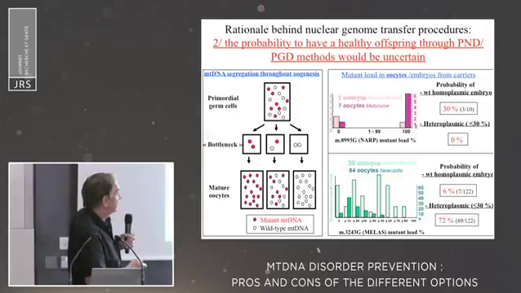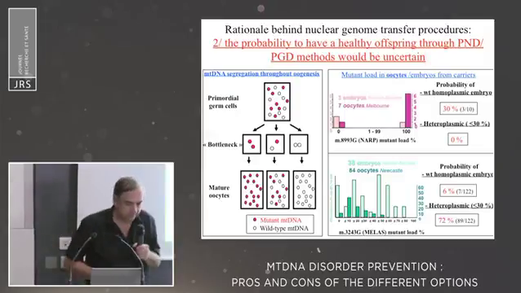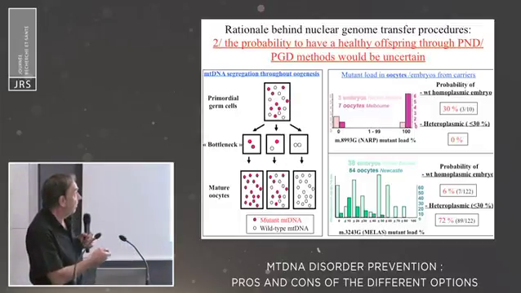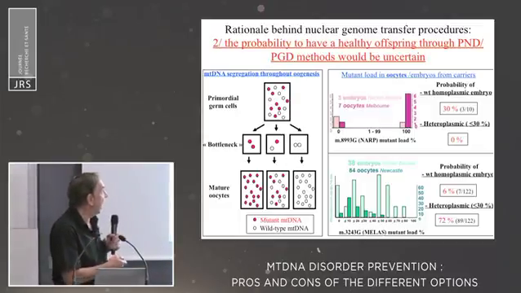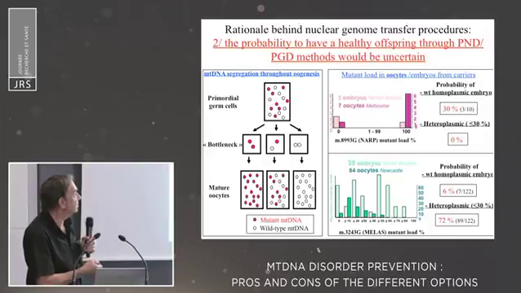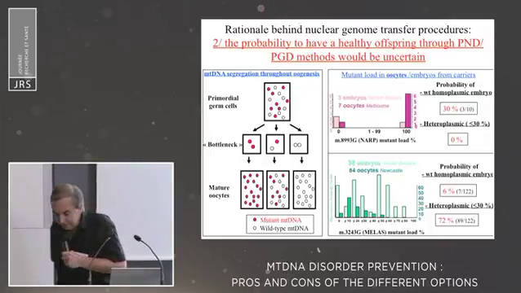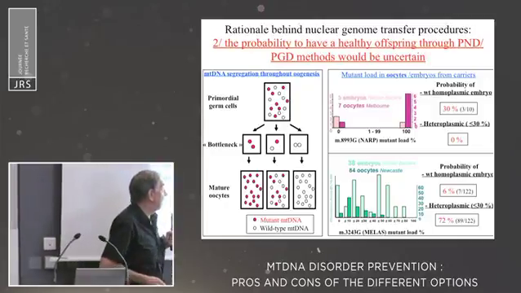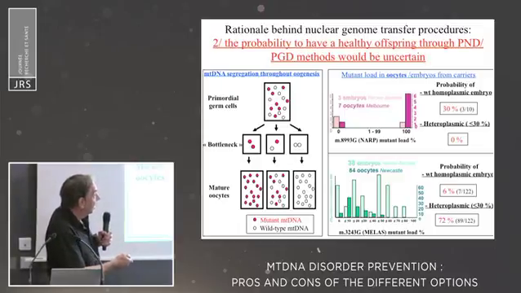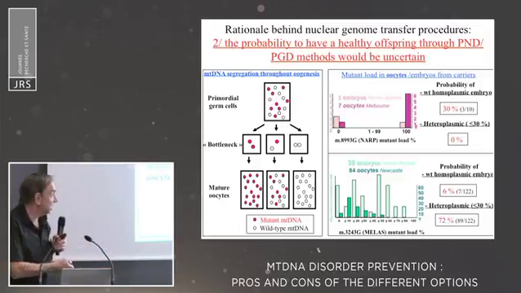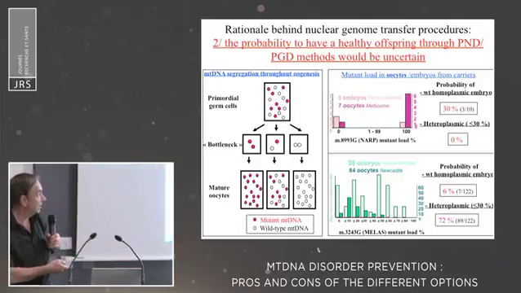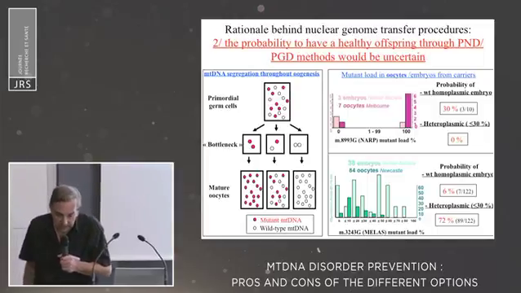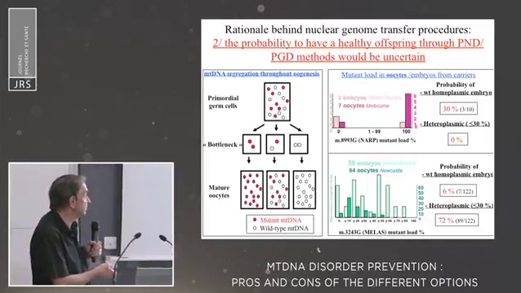So for the first one, NARP, you see that for a carrier, the probability to have a wild-type homoplasmic embryo is around 30%, but it's a very small number of embryos or sites. While for Miller's mutation, the probability of having a wild-type homoplasmic fetus is around 6%.